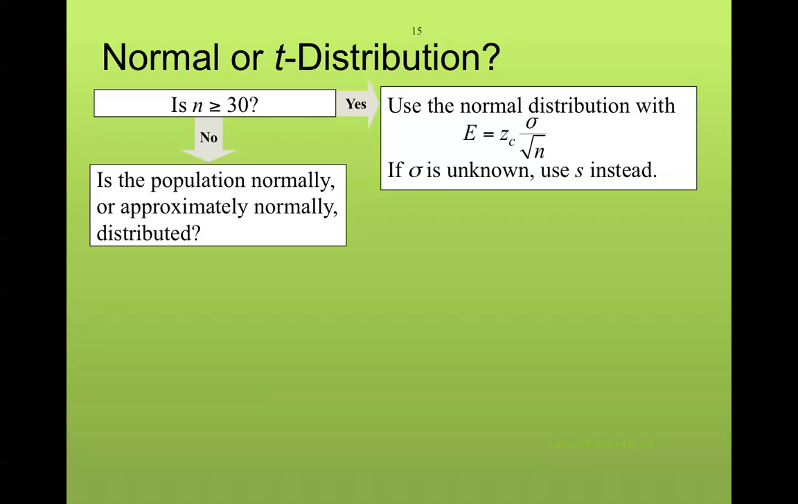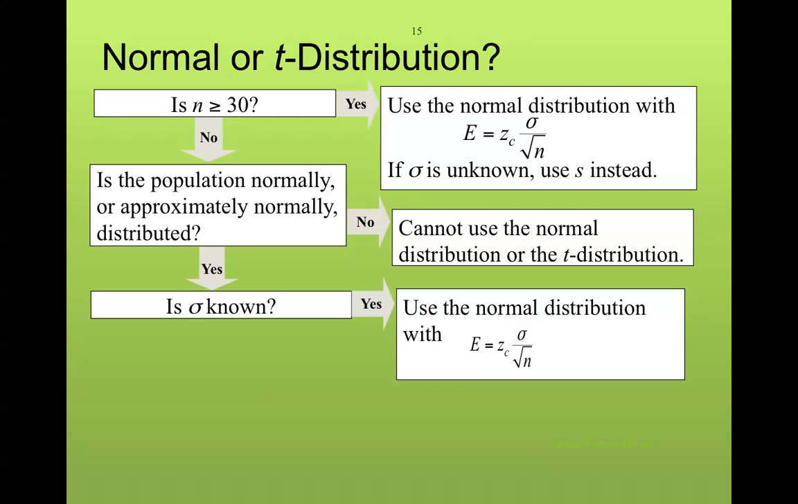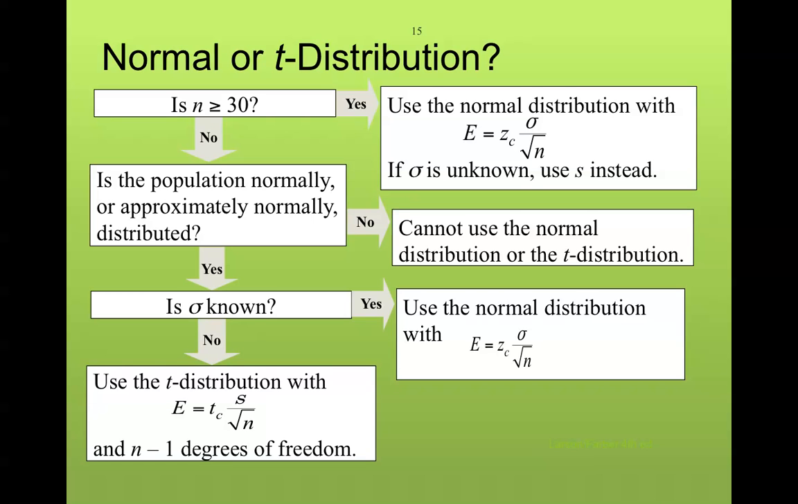Is it normally distributed? If you say no, we can't do anything. It has to be normally distributed to use the normal and the t-score. So if you say yes, then you need to ask yourself, is sigma known? If we know sigma, then we can go back and use the normal distribution. If we do not, then we go to our t-distribution.